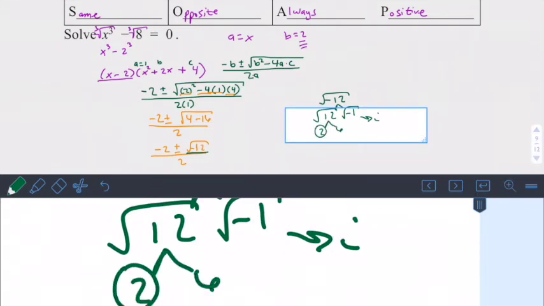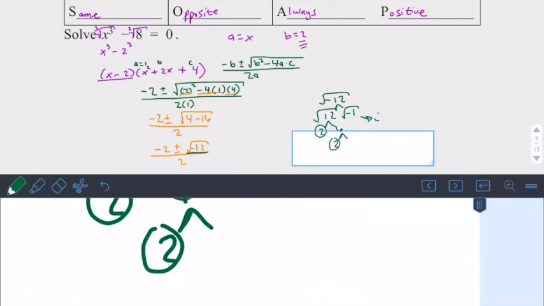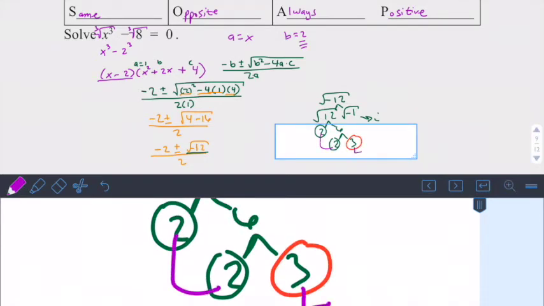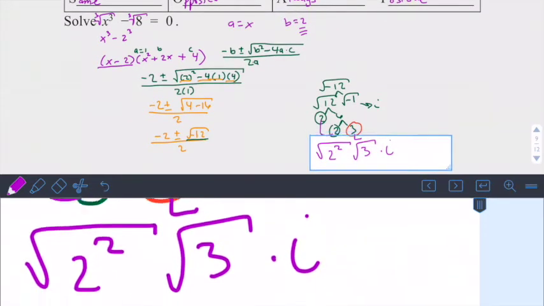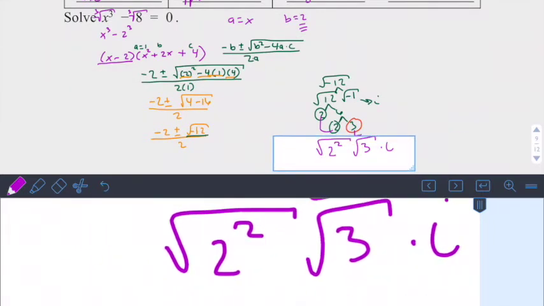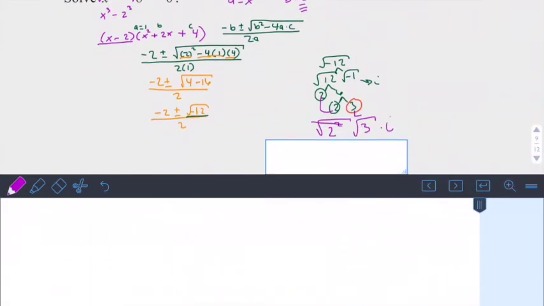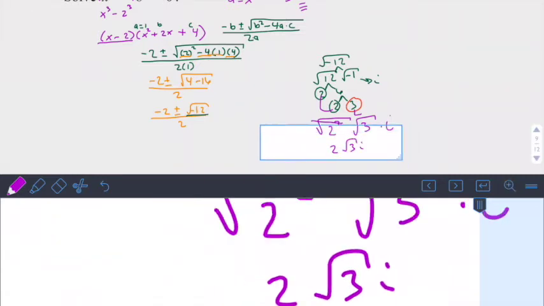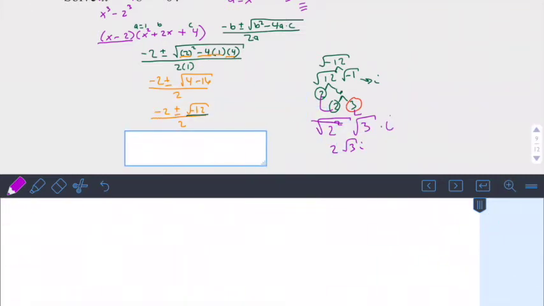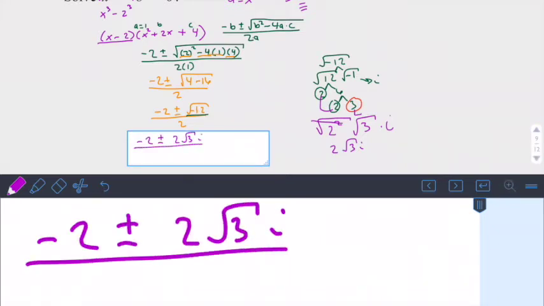2 and 6, 2 and 3. Here's my pair, here's my leftover. Square root of 2 squared times square root of 3 times i. And the square root of 2 squared cancels. I get 2 square roots of 3, i. That was this whole thing. So I get negative 2 plus or minus 2 square roots of 3, i over 2.